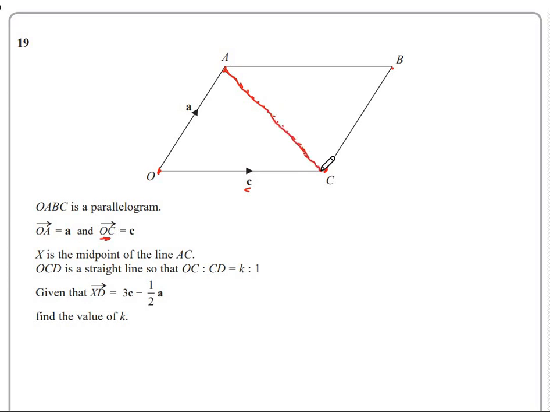So that's my line AC. I'll draw a little arrow there to show I'm going from A to C. And X is the midpoint of that line. So X is about there. X marks the spot.